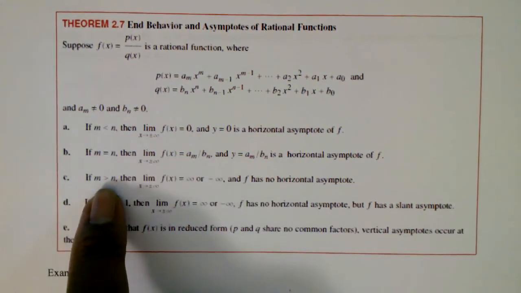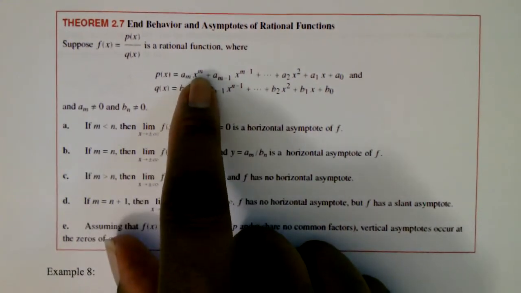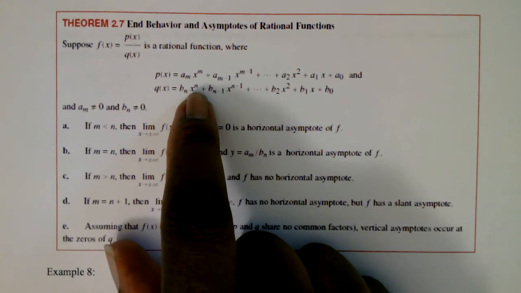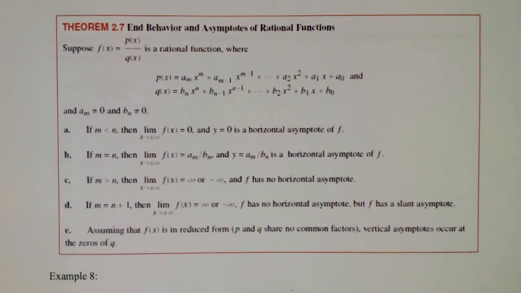Now, in part C, if m is greater than n, that means the highest exponent in the numerator is greater than the highest exponent in the denominator. Then when you take the limit as x approaches plus or minus infinity of f of x, it is going to be equal to infinity or negative infinity. And that function will have no horizontal asymptote.